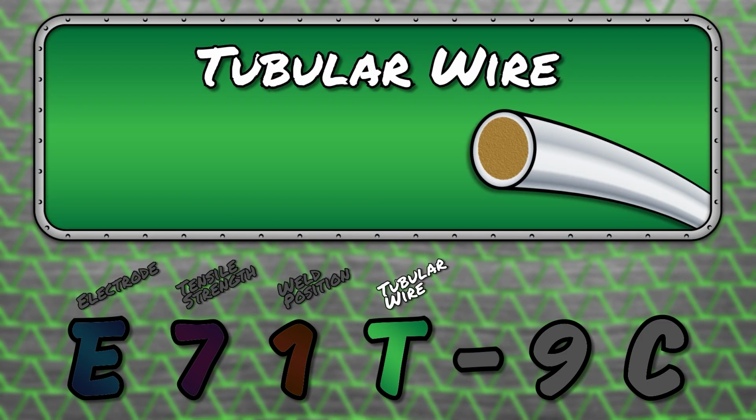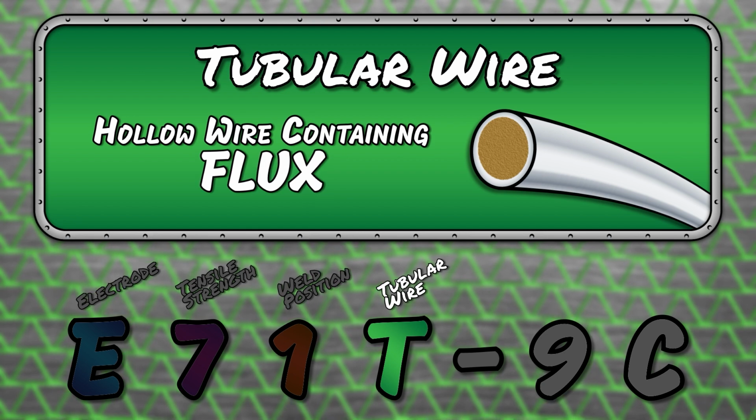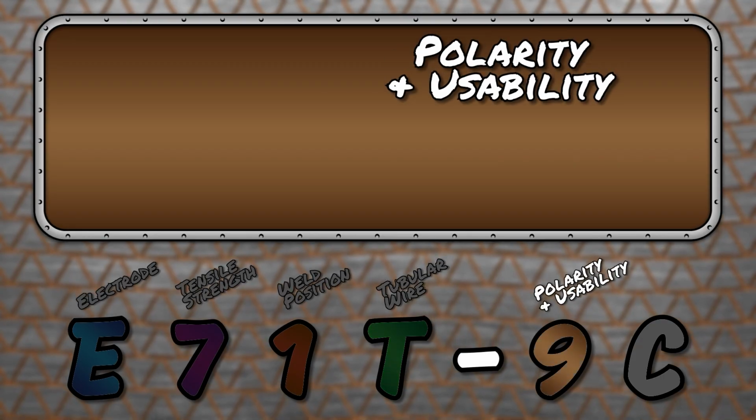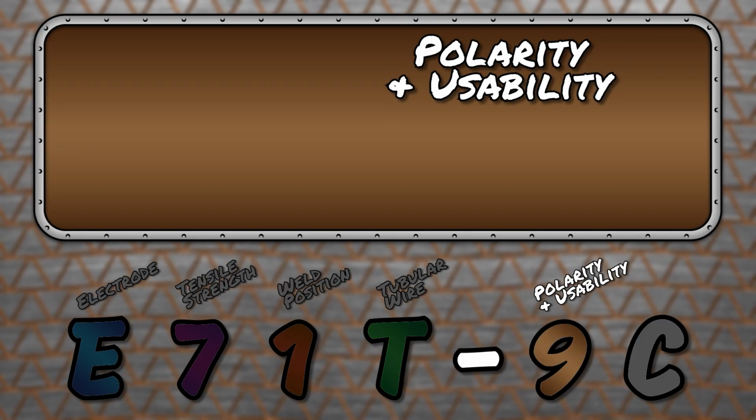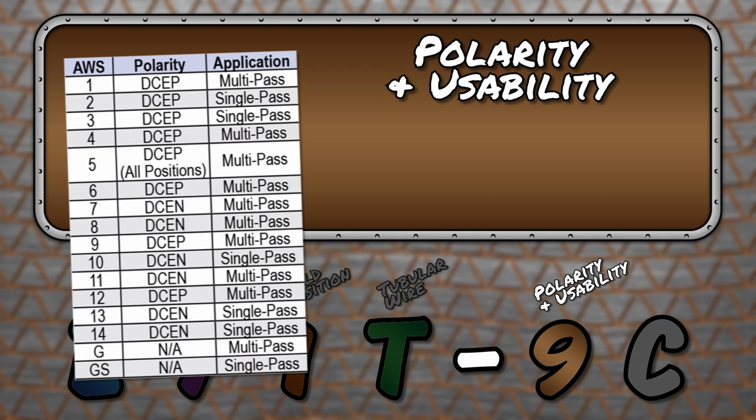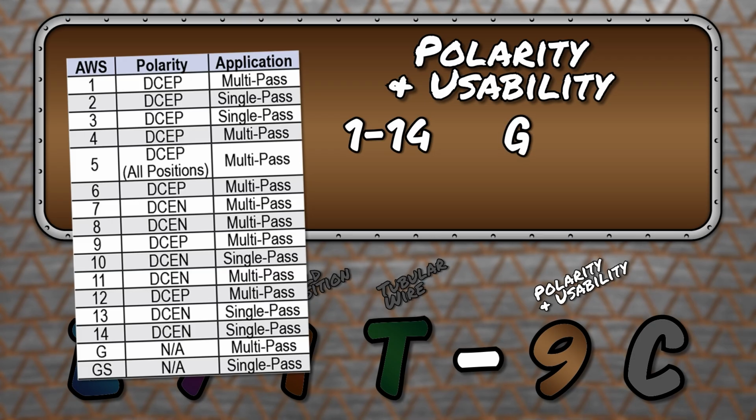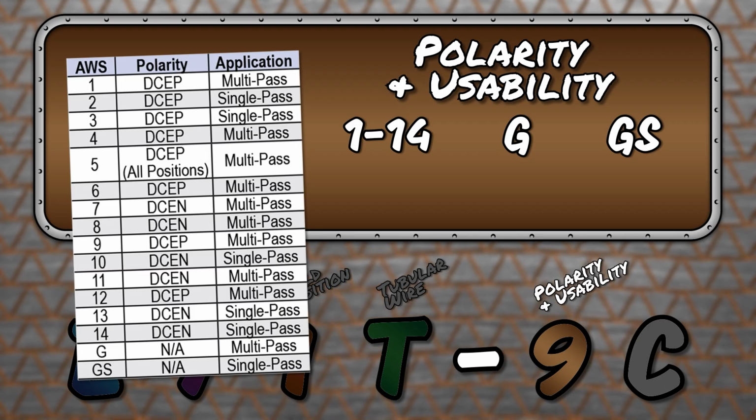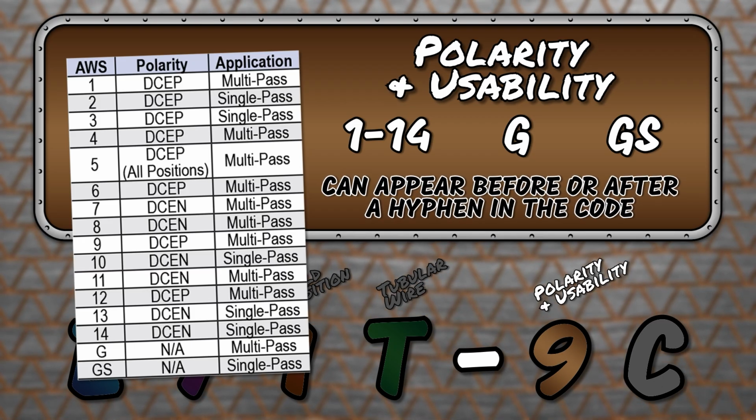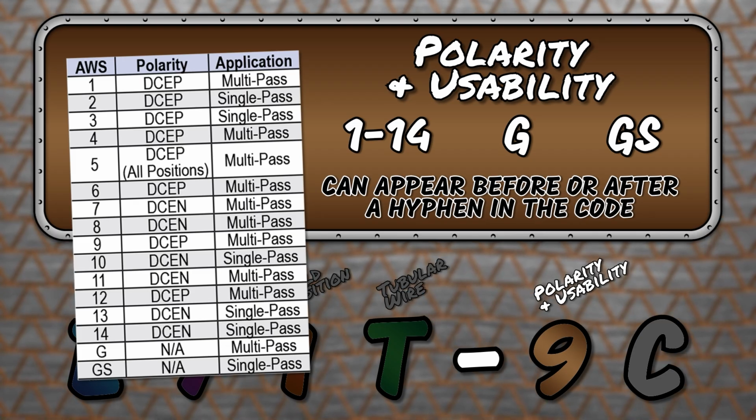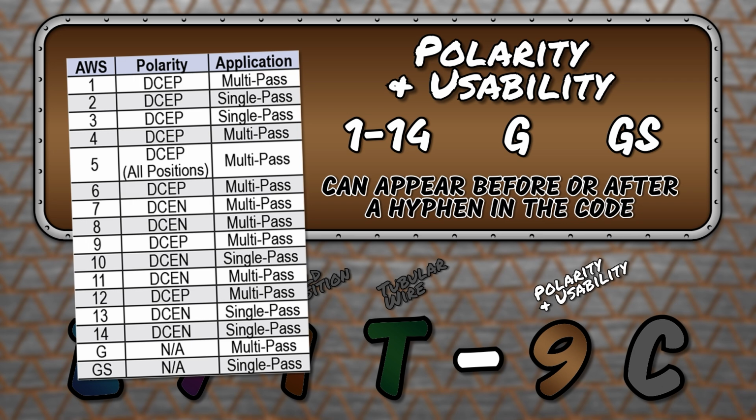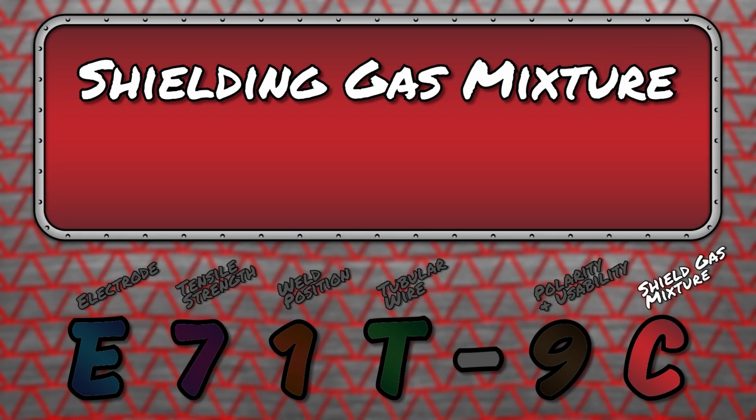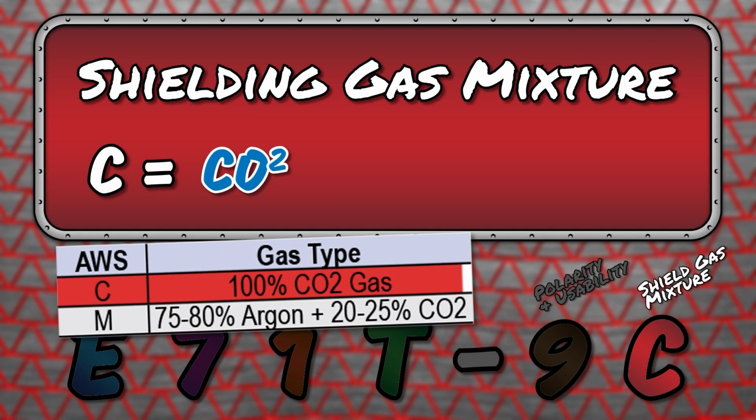T stands for tubular wire, meaning the wire is hollow containing flux. 9 indicates the polarity and whether it is usable for a single or multiple passes. It can be a number from 1 to 14, a G, or a GS. And you can find what the numbers represent in a lookup table. This designator can appear before or after a hyphen in the code. C, just like before, tells us what gas we need and can be a C or an M.